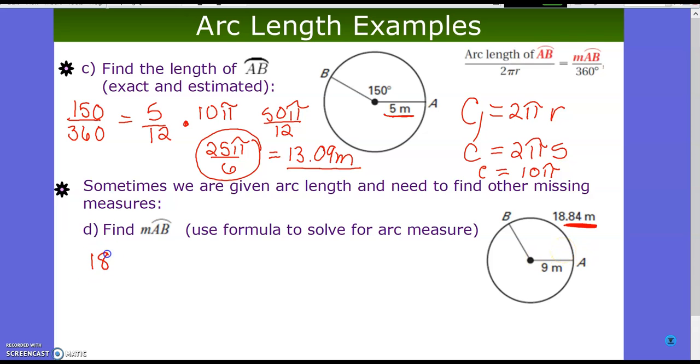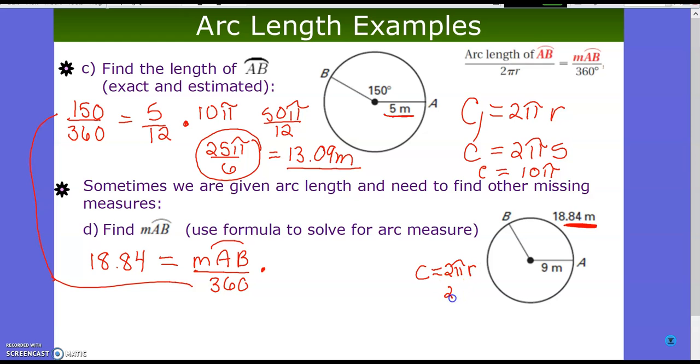18.84, my arc length, is going to be equal to my arc measure divided by 360. That's that ratio, same as this ratio. And then we multiply it by the circumference of the circle. So my circumference of my circle, again, is 2 pi r. So 2 pi times 9, 18 pi. So I'm going to multiply by 18 pi.